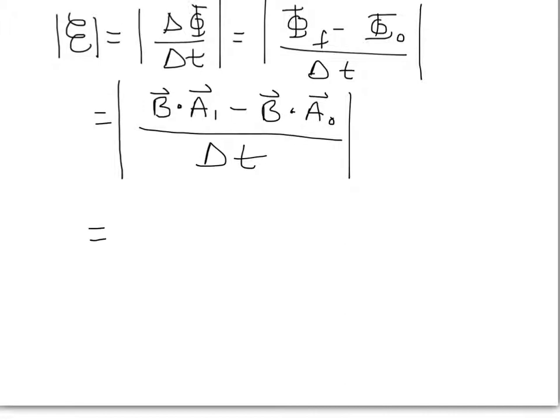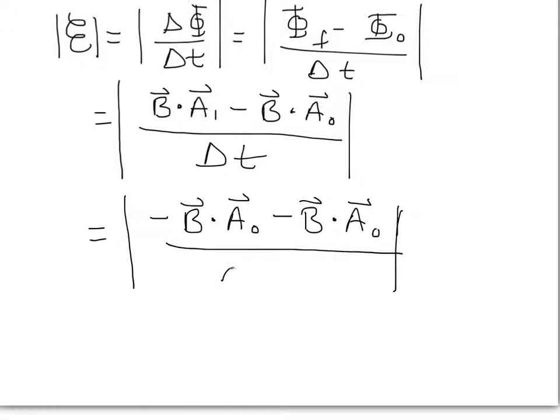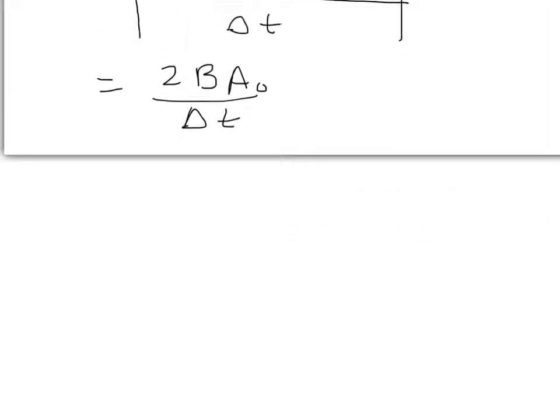Now, we can use the fact that the final is actually negative the initial. So the negative signs both cancel by the absolute value, and also note that B dot A is a positive number. The cosine of the angle between them, of course, is 1. So you just have this expression for the flux. So let's evaluate that.